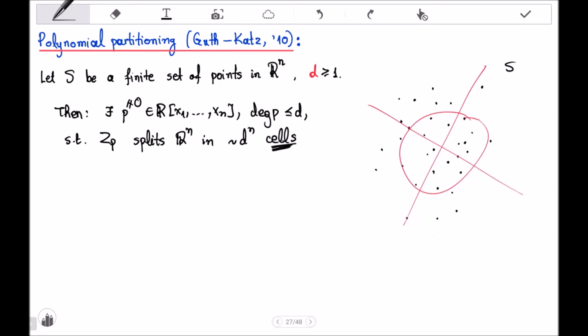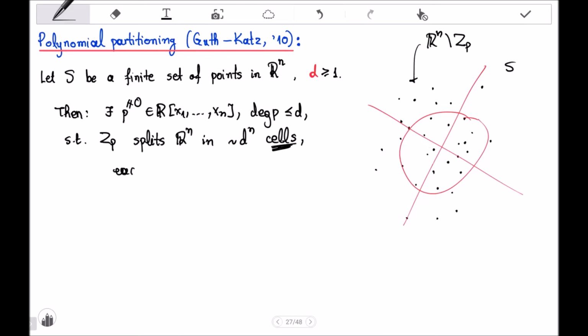And by cells, as we will see exactly what they are, they will be connected components like this of R^n minus the zero set. So the cells will be connected components of this sort. So we know how many parts the picture is split in, and we know how many points we will have at most in every part.